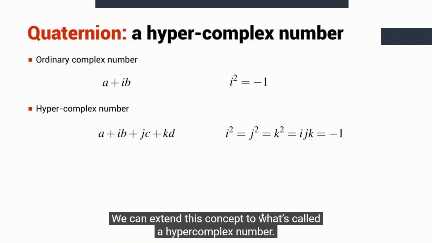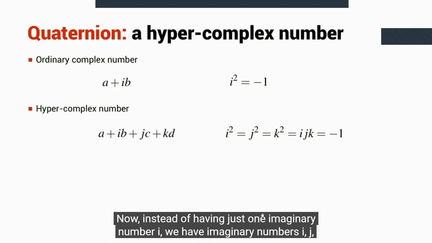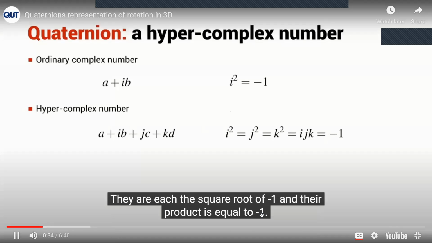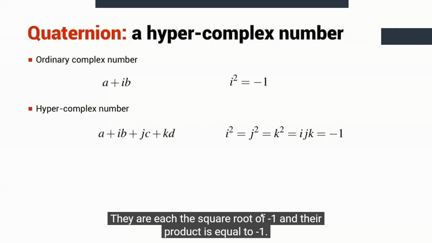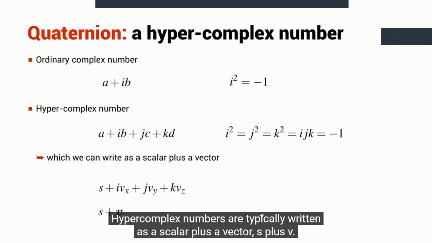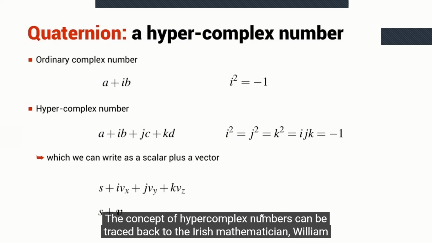We can extend this concept to what's called a hypercomplex number. Now, instead of having just one imaginary number i, we have imaginary numbers i, j, and k. They are each the square root of -1 and their product is equal to -1. So the hypercomplex number has got one real part and 3 imaginary parts. Hypercomplex numbers are typically written as a scalar plus a vector, s plus v.